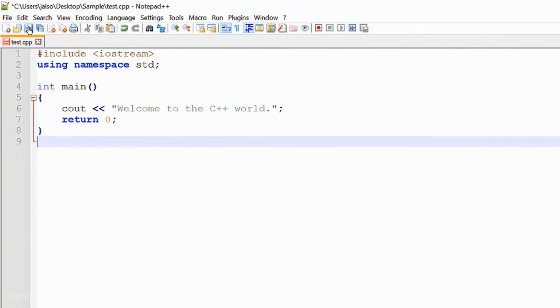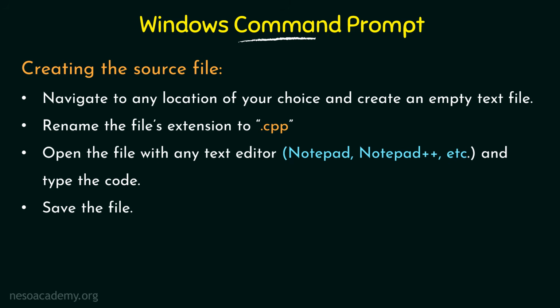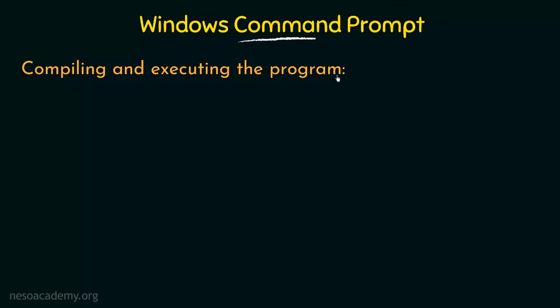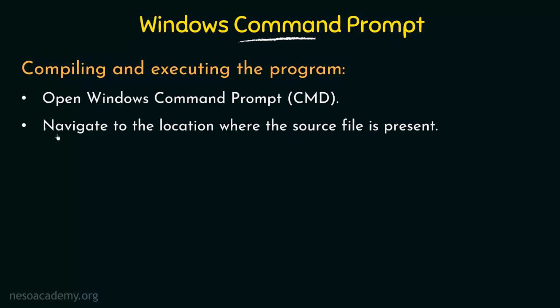You can save it here. Up to this step we have seen. Now let's see how to compile it. Coming back to our steps, we have done all these steps and saved the file. Now for compiling and executing the program, the first step is to open Windows command prompt, also known as CMD, and navigate to the location where the source file is present. In our case, we placed it on the desktop in a folder named sample. So we have to navigate to that location using Windows command prompt.